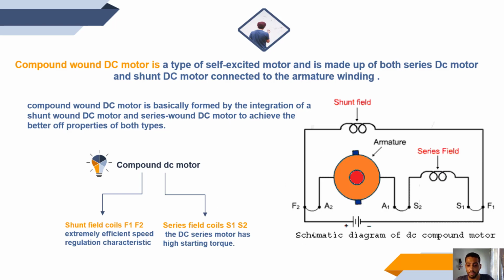So looking at the schematic diagram of the compound DC motor here, armature is connected in series with the series field, where this combination of armature and the series field are connected in parallel to the shunt field.